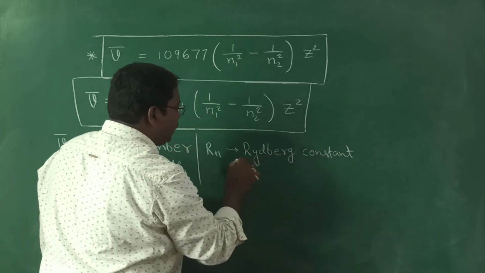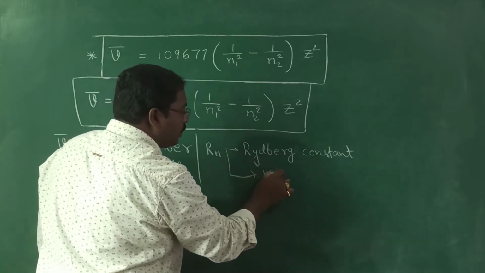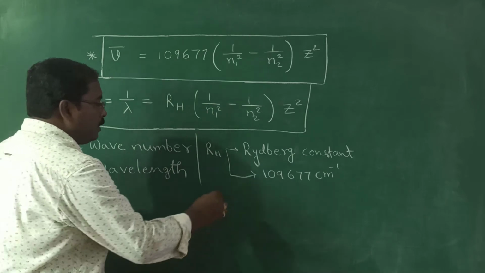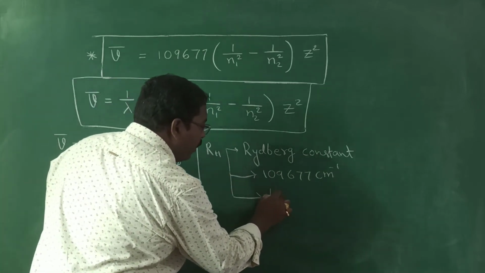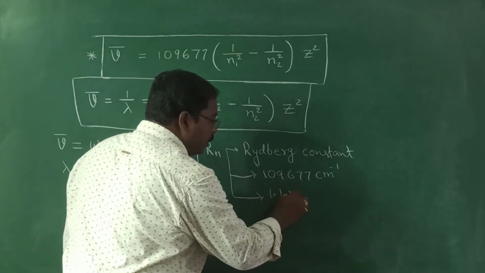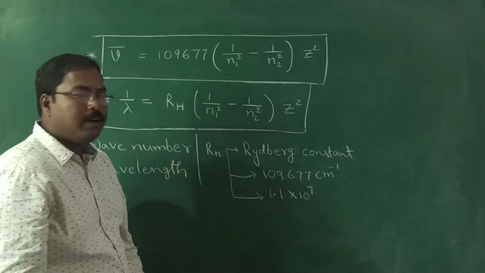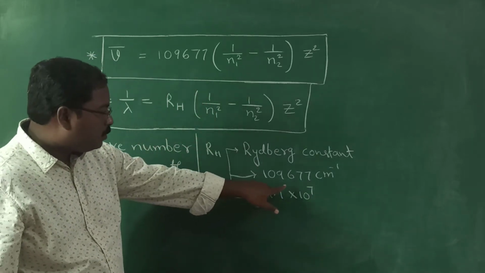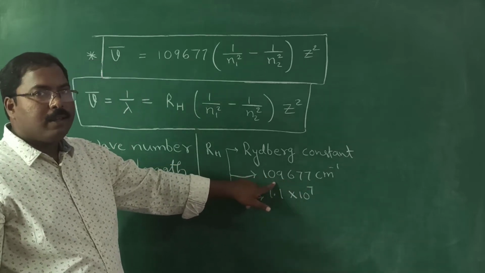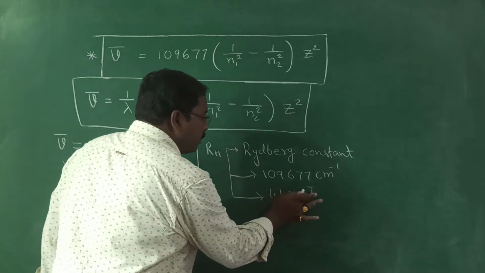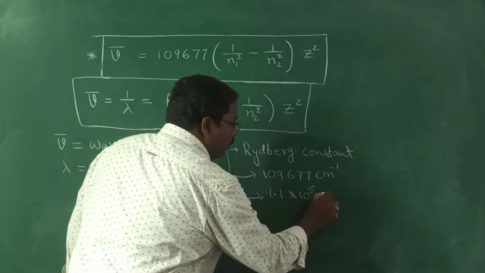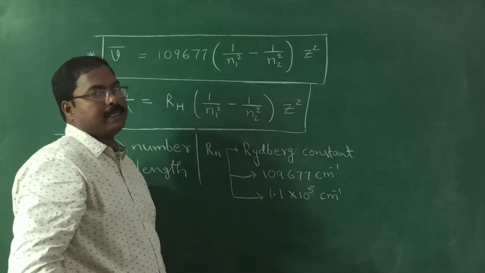What is the value of Rydberg constant means? Its value is 109677 centimeter inverse. This is also can be written as 1 point, approximately I am telling, 1.1 into 10 to the power 7. Got it? I didn't do anything. So how many decimals are there? How many points are there? 1, 2, 3, 4, 5. Okay? So first I will write in that way. In centimeter inverse I will write first. Got it?